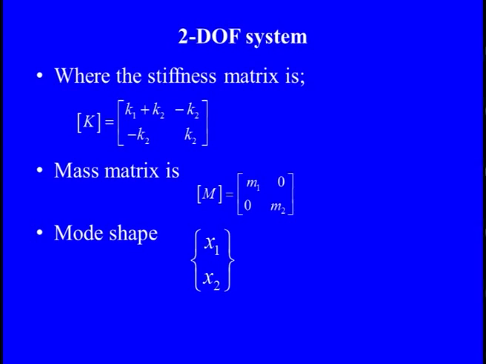This equation can be shown for 2 degree, 3 degree, 4 degree, or any multi-degree of freedom system, where we have some of the properties, and sometimes we say this is the cross check also. So the stiffness matrix K is K1 plus K2 as the first element, minus K2 as the second element, minus K2 on the lower side as the third element, and K2 as the fourth element. The mass matrix is M1 0 0 M2. The mode shape is nothing but the relative displacement of the masses, simply x1 and x2.